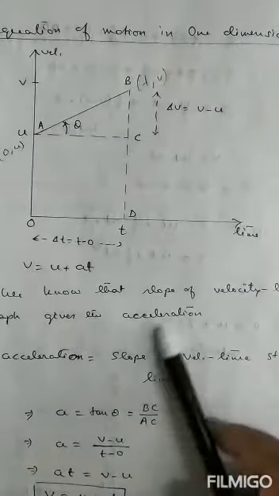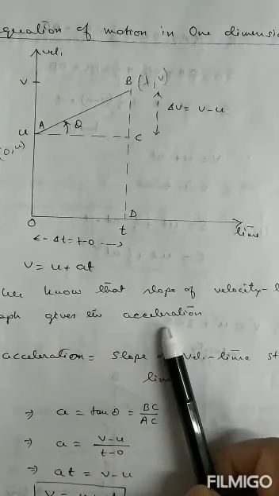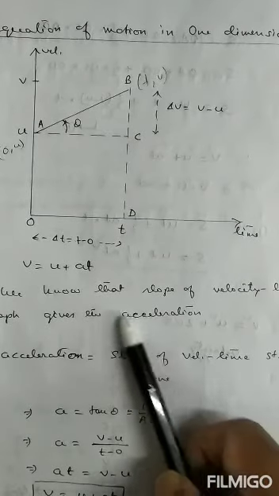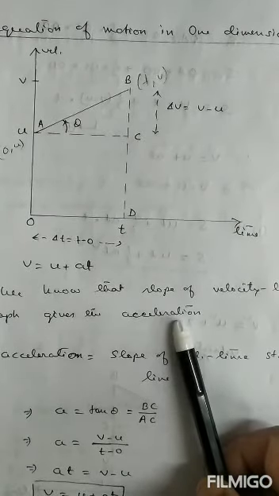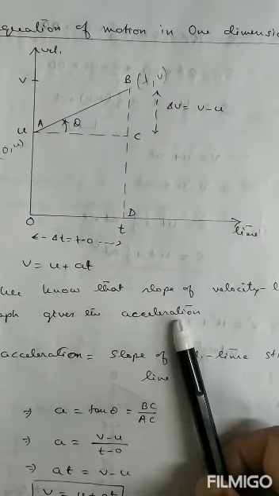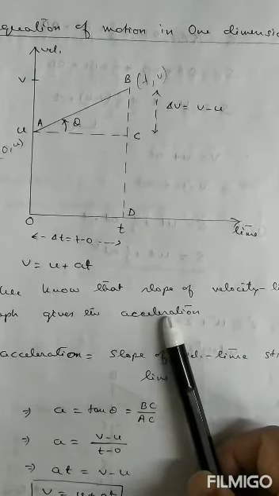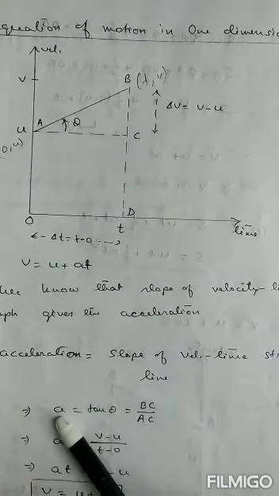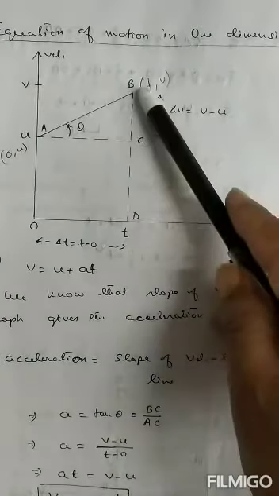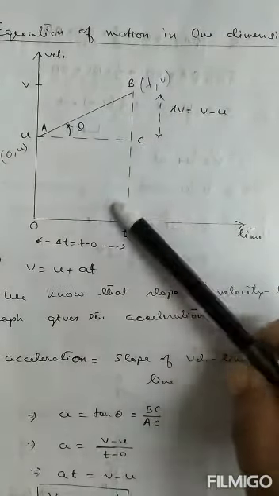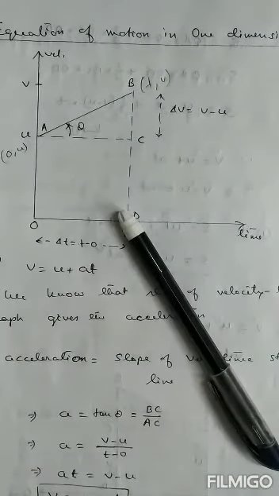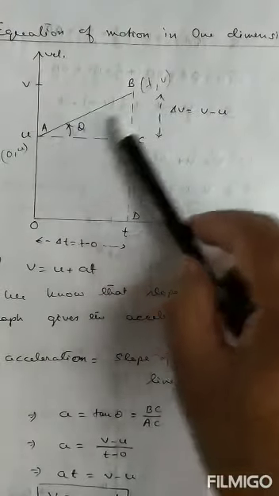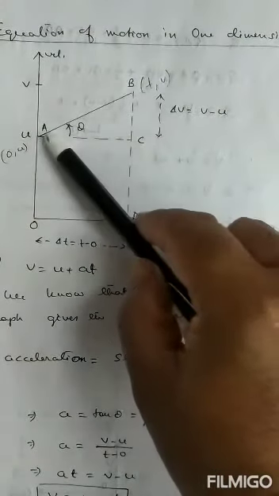We already know that the slope of the velocity time graph gives the acceleration. What is slope? Slope means tan theta. What is tan theta? Sorry, tan theta is perpendicular by base. So this is the perpendicular and this is the base.